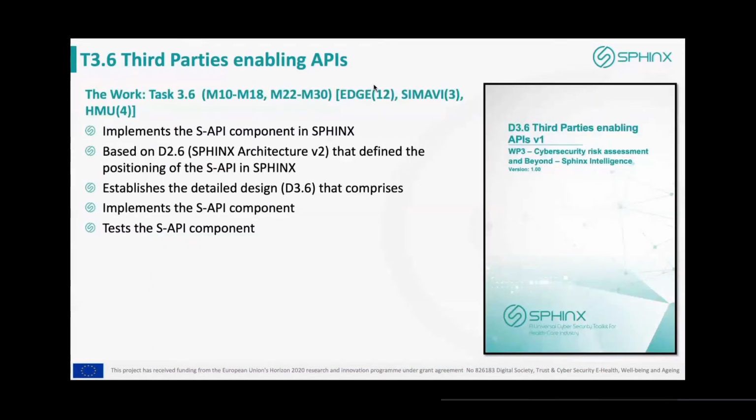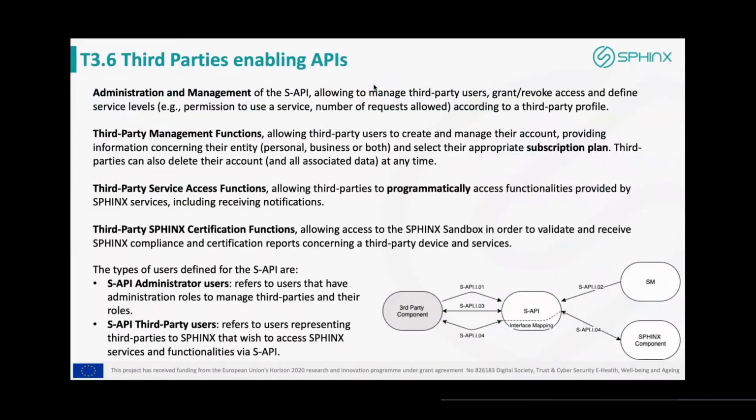The work so far, which has been done collaboratively with Edge, CIMAVI, and HMU: we implemented the SAPI component in terms of its design. We used as basis the document 2.6, the architecture version 2, in order to then establish the detailed design, which was documented in 3.6, submitted on time, and we also implemented some bits of the SAPI component, which will be tested in a future iteration.